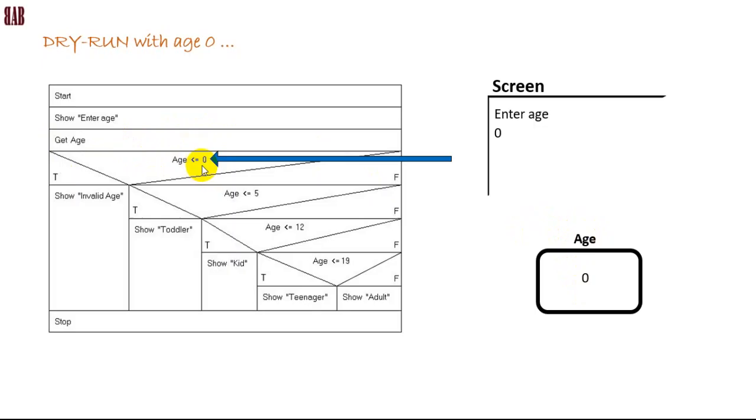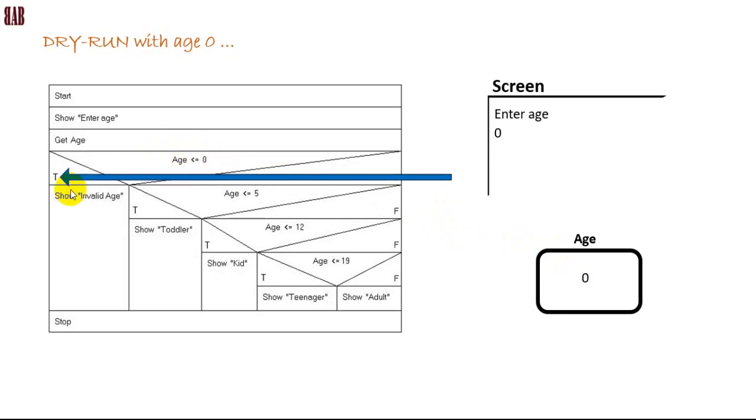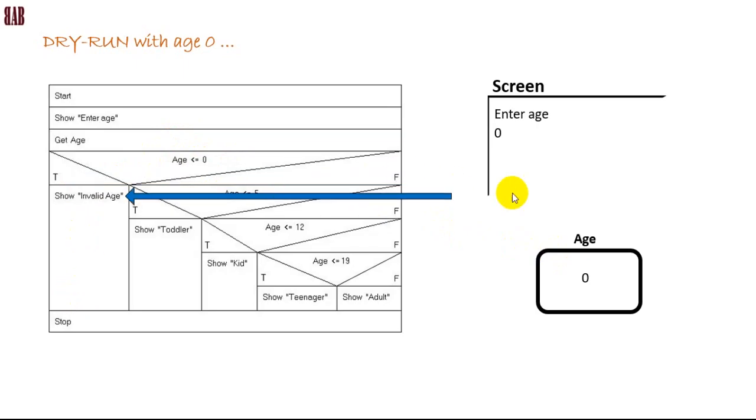Is it less or equal to 0? It's not less, but it is equal. Like I told you, in a less or equal or a condition like that, or greater or equal, if one of those is true, the entire thing is considered true. So in this case, age is equal to 0, and because of that, this condition is considered true. So it will go to the true side, and on the true side, we are saying show invalid age, and then terminate.